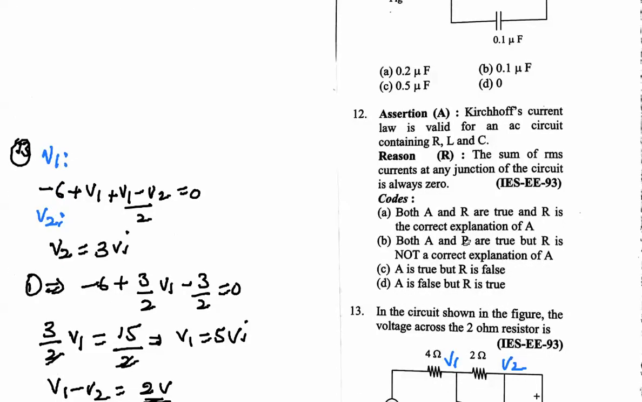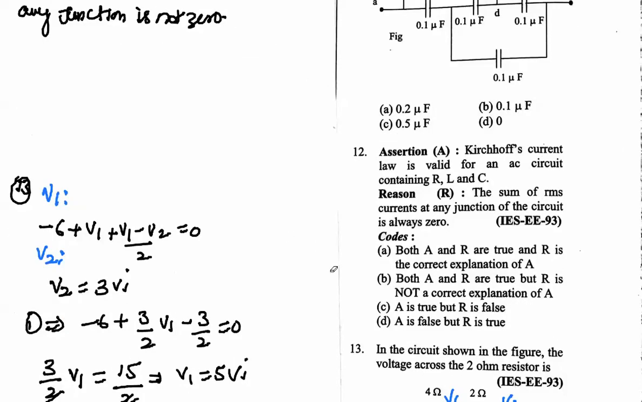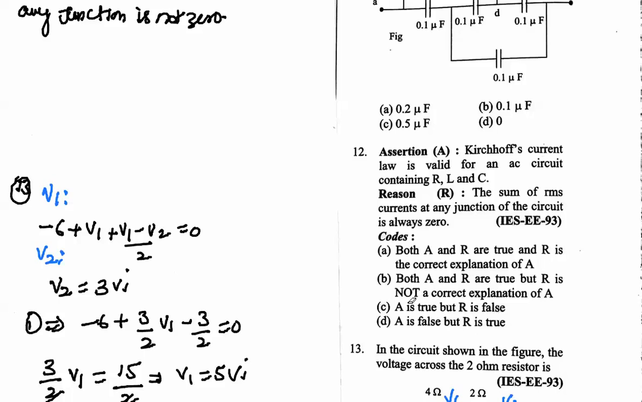Next, 12th question. Kirchhoff's laws are valid for an AC circuit containing RLC, and the reason is the sum of the RMS currents at any junction of the circuit is always 0. So the reason is wrong here. KCL is valid for RLC, so the answer is A: A is true, but R is false.